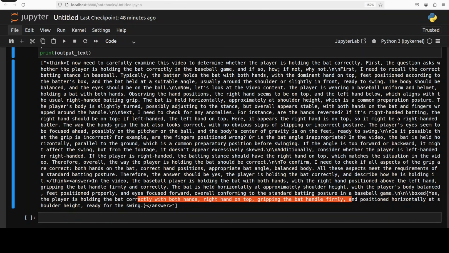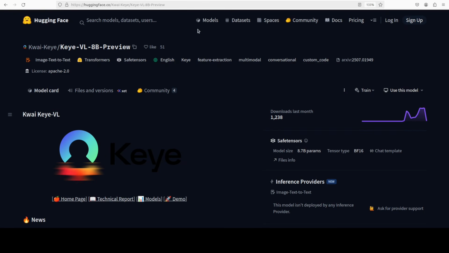But look, I think pretty good model in terms of images and video, not bad at all. Overall, I would really give it high marks, but let me know what you think.